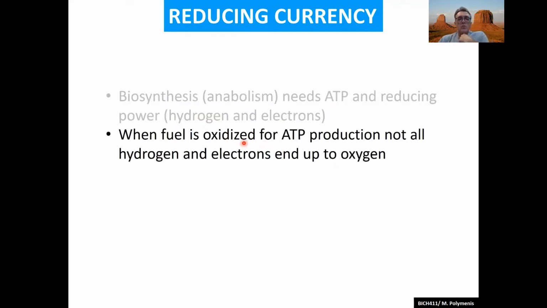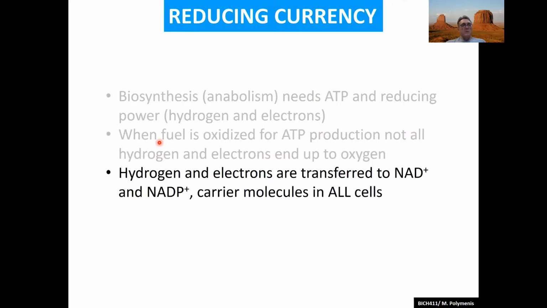So it turns out that when we burn a lot of our food to make ATP, not all hydrogen and electrons end up on oxygen directly. In fact, what happens to them is that in all cells, the electrons and the hydrogen are transferred to NAD or NADP. Okay, so now the oxidized NAD and NADP becomes reduced with the hydrogen and electrons and becomes NADH and NADPH.